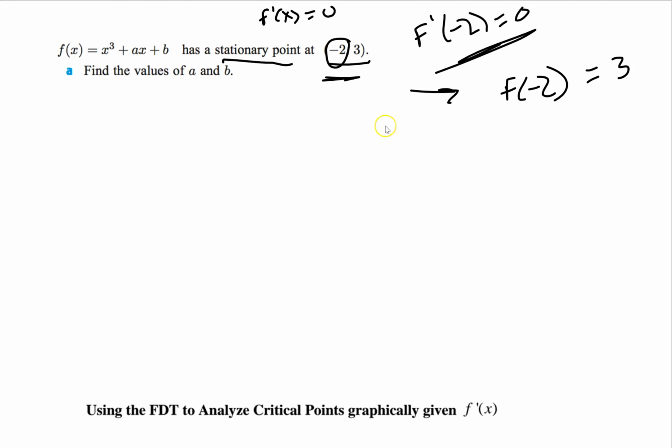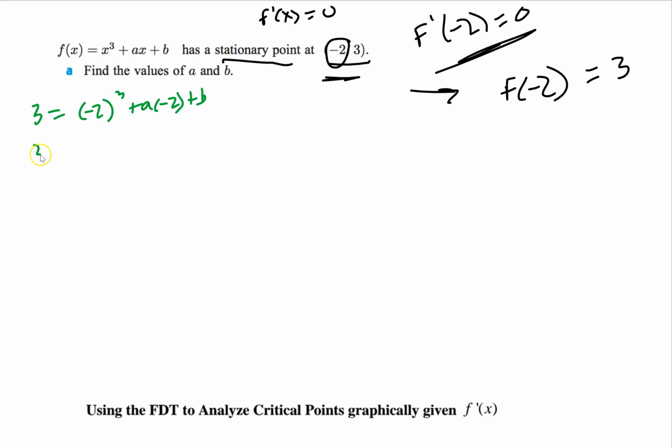Right, so a couple things there. The fact that it's a point tells me when I plug in my x, I'm going to get my y. The fact that it's a stationary point tells me when I take a derivative and I plug it in, it equals 0. That's what a stationary point is, right? It's like a max or min point. It's a critical point. So let's do that. We can set up both of them. Set up the first one: plug in negative 2, it should equal 3. So 3 equals negative 2 cubed plus a times negative 2 plus b.